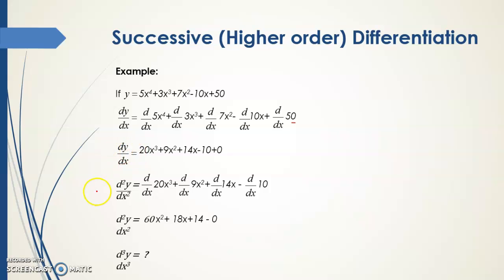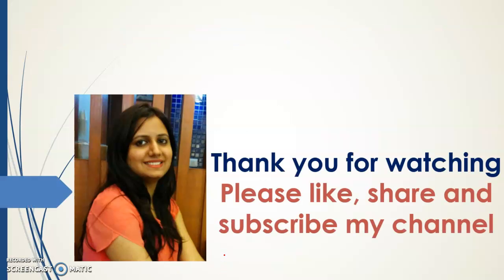Now in order to find the second order derivative, we further have to take the derivative of this equation. So this will be 60x square, 18x plus 14 minus 0. And in case you have to find the third derivative, again we have to take the derivative of this equation. So this will become 60 into 2, 120x, that is x raised to power 2 minus 1, plus 18x will be 18. And 14, it is 0. So this is your third order derivative. I hope this is clear.